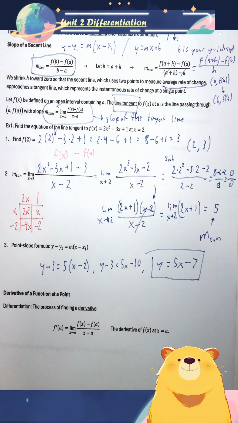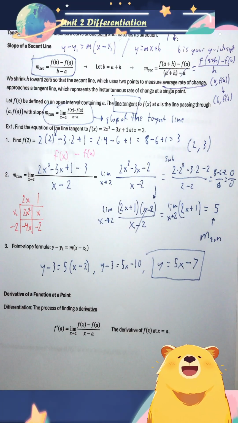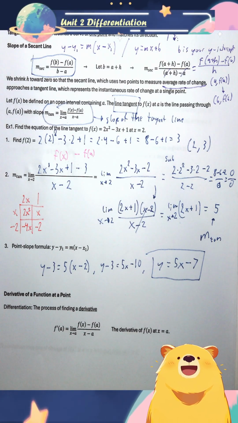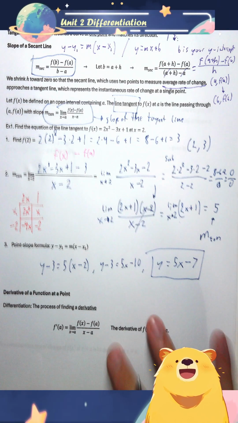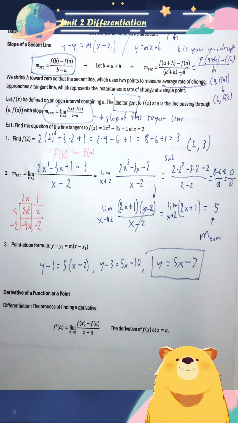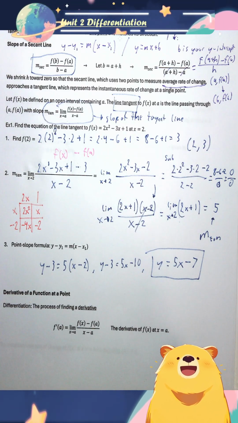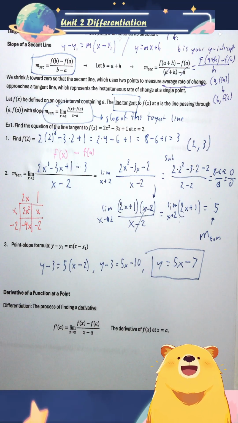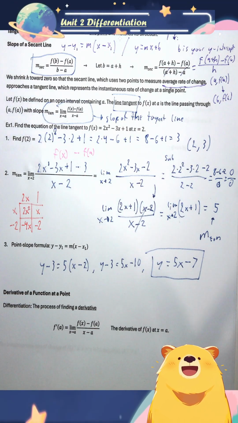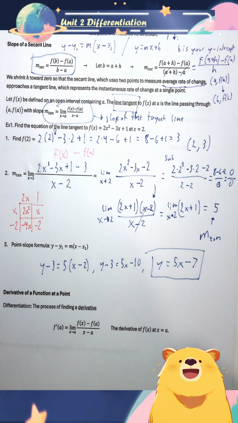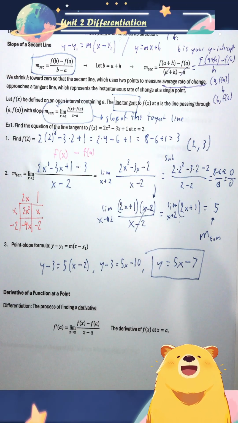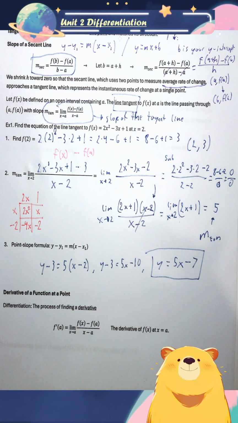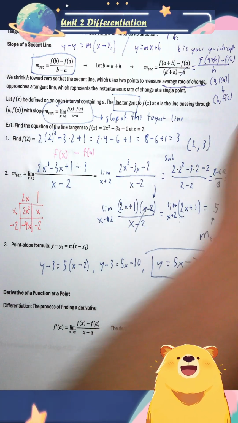Okay, so that is the idea of finding a derivative: finding the slope of the line tangent. But what we should start to notice, and we're not going to get into it with this lesson, is that this process feels like it could be streamlined just a little bit.